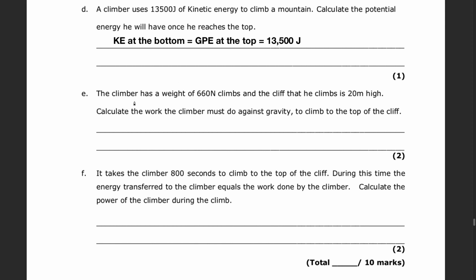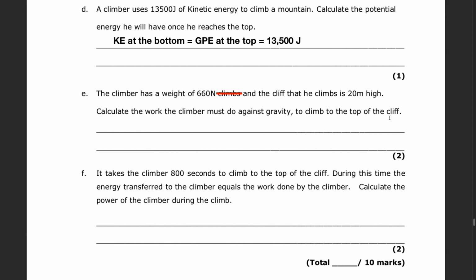Question E. The climber has a weight of 660 newtons, and the cliff that he climbs is 20 meters high. Calculate the work the climber must do against gravity to climb to the top of the cliff.